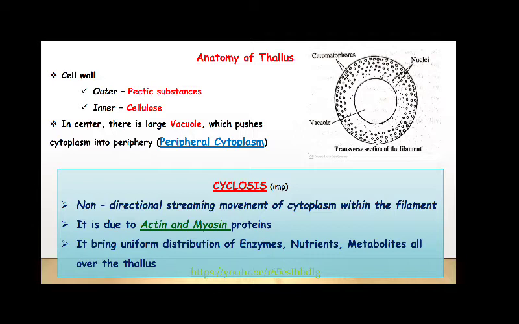And Vaucheria shows a very dramatic, remarkable phenomenon known as cyclosis, which is a non-directional streaming movement of cytoplasm within the filaments. It is due to the microfilaments, actin and myosins, and it brings uniform distribution of enzymes, nutrients, metabolites all over the surface. You can see that there is no definite cell wall organization because there are no septa. All nuclei lie inside the cytoplasm throughout the plant body. So it shows a streaming movement.